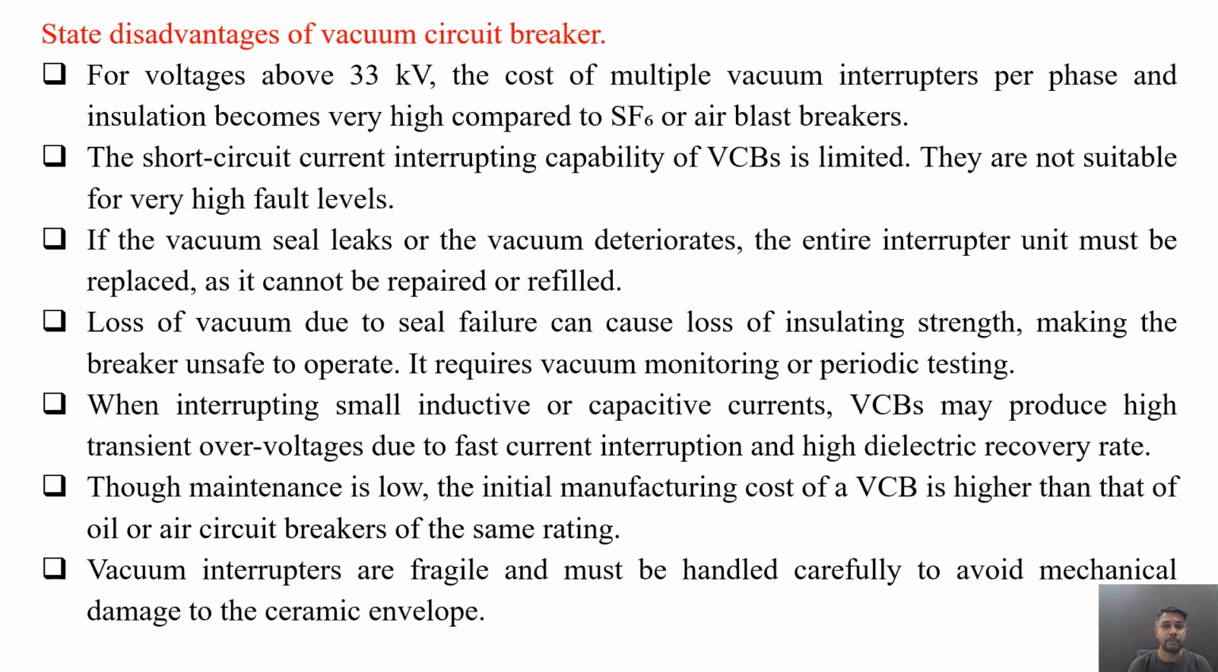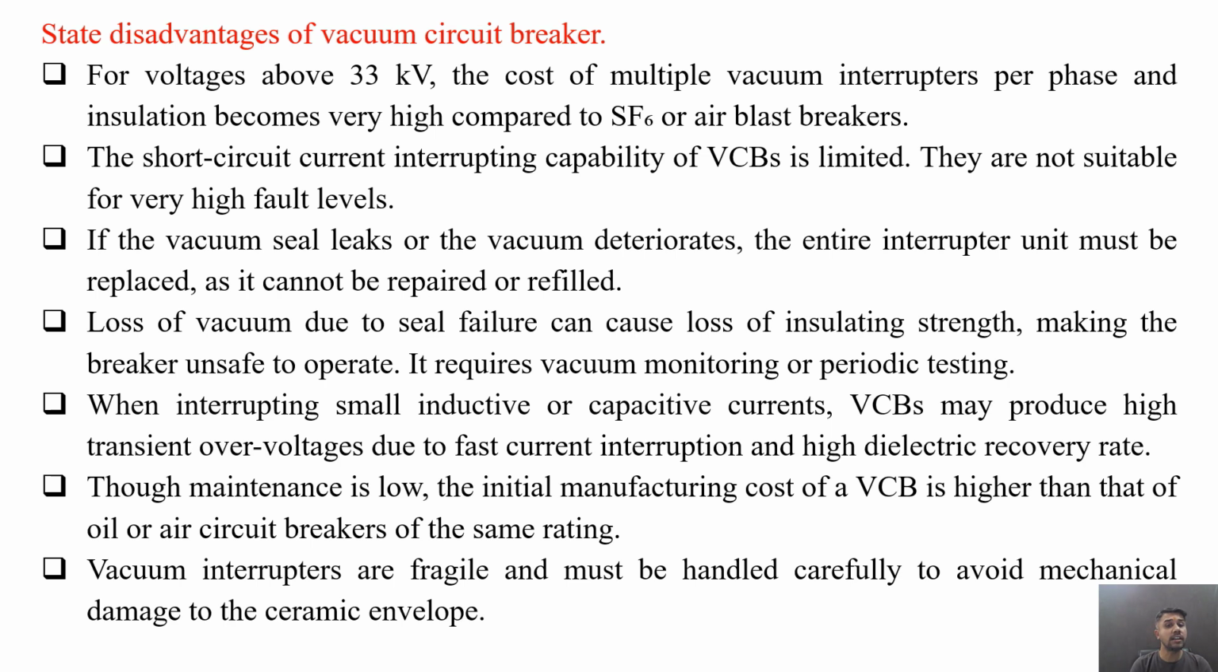Disadvantages of vacuum circuit breaker. For voltages above 33 kV, the cost of the multiple vacuum interrupters per phase and the insulation becomes very high compared to SF6 or air blast circuit breakers. The short circuit current interrupting capability of VCBs is limited. They are not suitable for very high fault current levels.